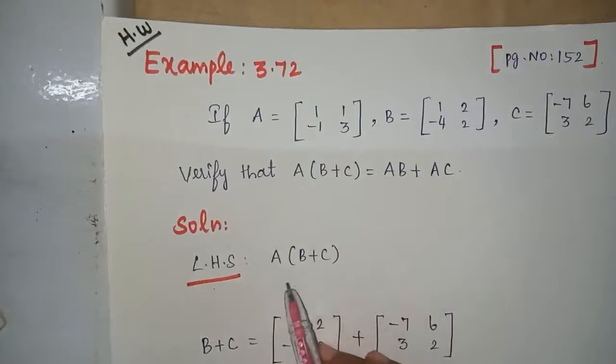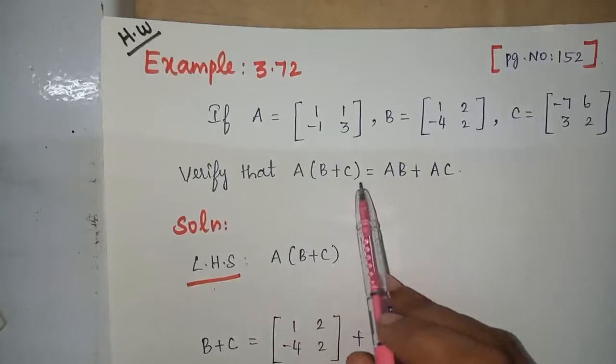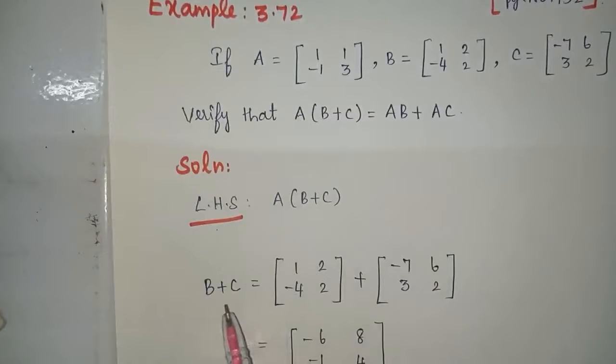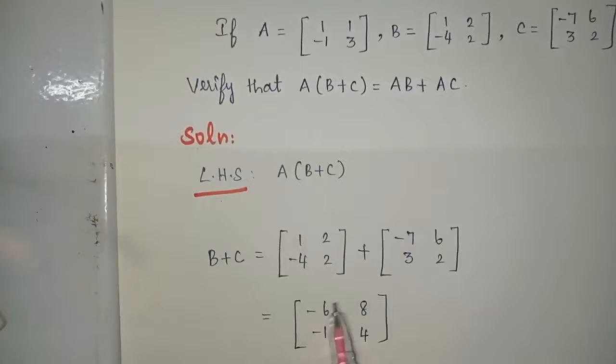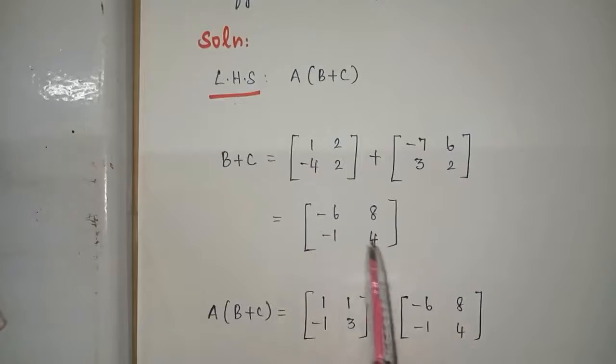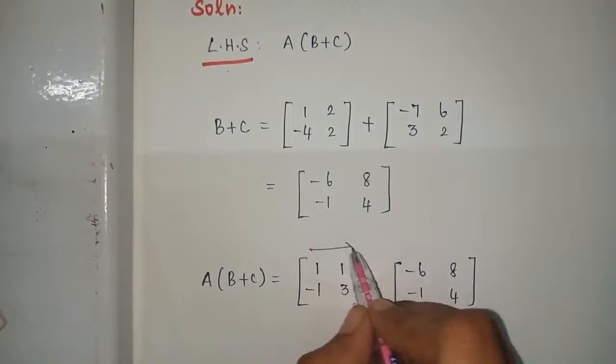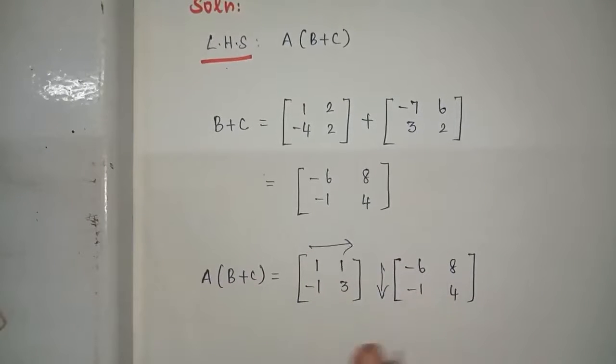So solution, first you have to consider the left hand side, A into B plus C. So you have to find the matrix of B plus C. If you find the matrix of B plus C, you get one answer. Then you have to multiply this matrix with A. So this is matrix A, this is B plus C matrix. Next you proceed the multiplication steps. First row, first column, like that you have to multiply and find the value of A into B plus C. You got one matrix. Name that matrix as equation 1.